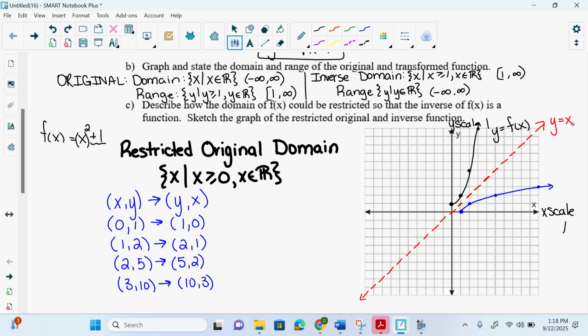Are there any invariant points? No, because the graph doesn't touch that line, correct? If it did touch the line, every single spot the original touched that line would be invariant, or every single time the inverse touched that line would be invariant. Technically, you're going to touch the line in the same spots, right?